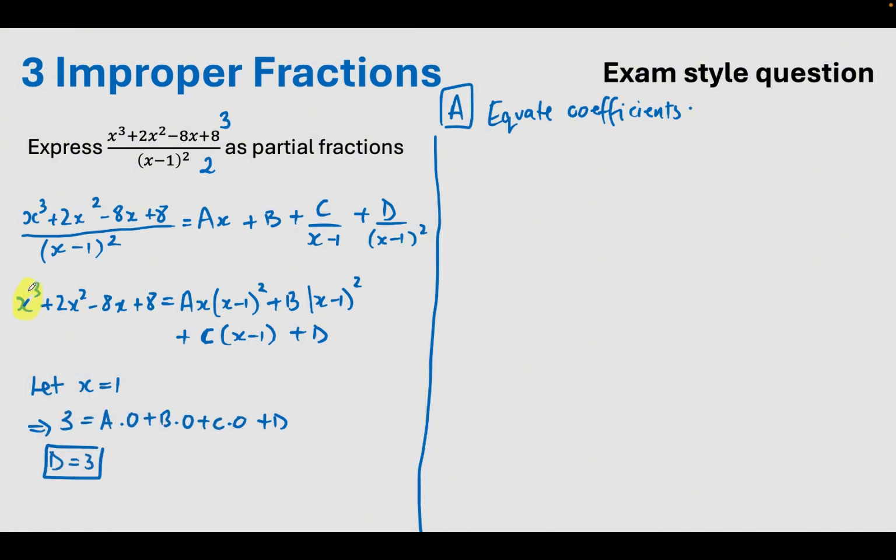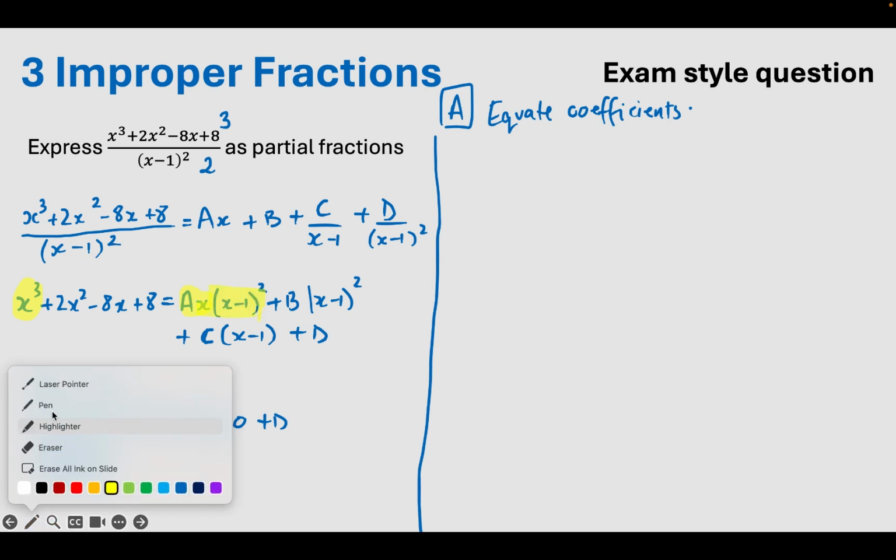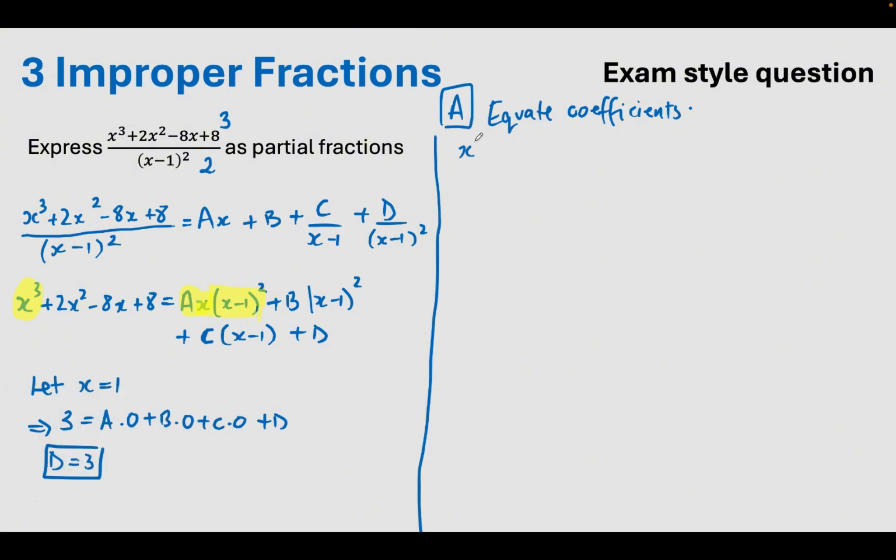So there's an x cubed here. And the only constant that could be a coefficient of x cubed is A, because I've got ax and I've got the squared here. So I'll just highlight that entire thing. That means that x cubed equals ax cubed, which gives us the nice easy answer of A being 1. Now, for B and C, it's going to be a little bit more work.